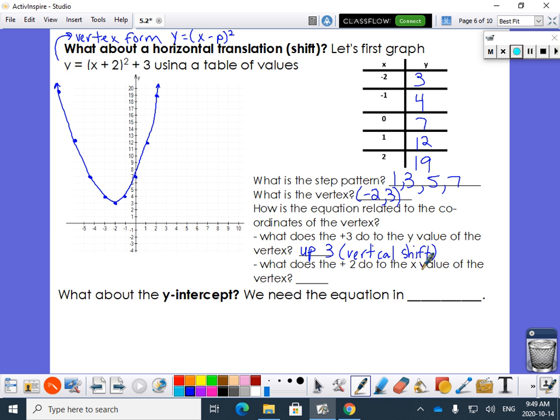Does that make sense? Remember in all our last slides, our vertex was 0, 0 or 0, 3 if the y value had changed. But remember, we always had our x value as 0, which means that it would have been over here. So did it move left or right? Left. So I'm going to say left 2. And I want you guys to know that's horizontal.